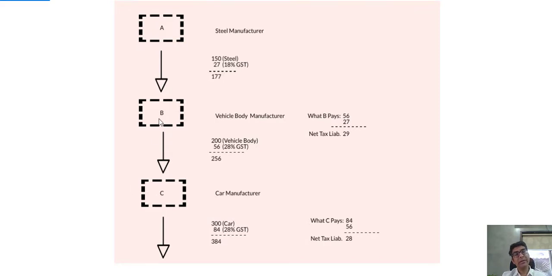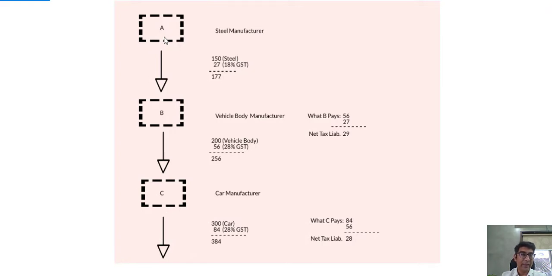So here is the same case. Let's take the example of B. Let's just go with B because B stands for Batman, and I'm a huge fan. Now B here is the vehicle body manufacturer. As we discussed, he needs to procure steel to manufacture the vehicle. So he goes to A, and A is the steel manufacturer.